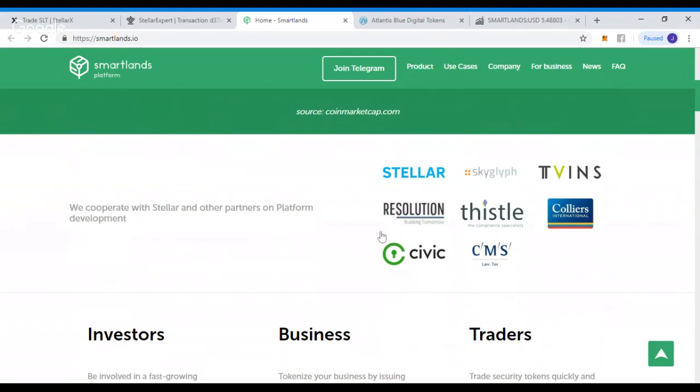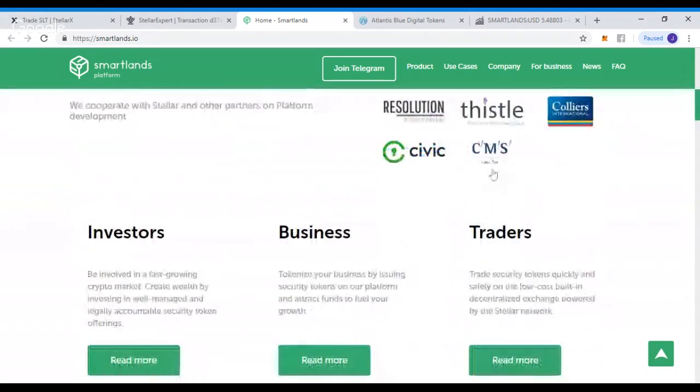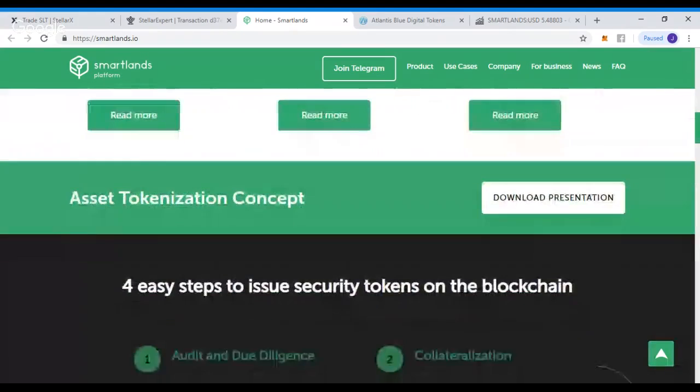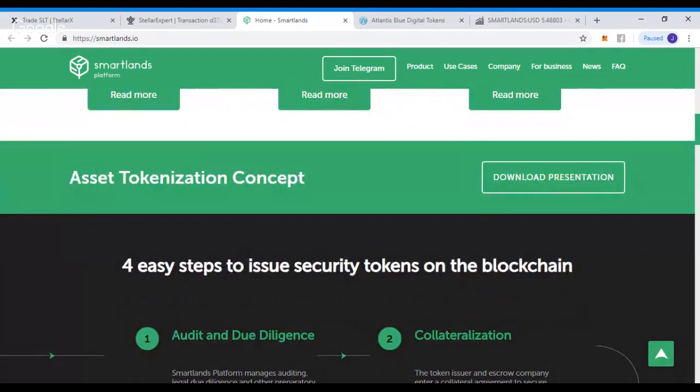Civic, Stellar, of course, EMS, Law Tax. Let me see. Investors. Be involved in a fast-growing crypto market. Create wealth by investing in well-managed and legally accountable security token offerings. Tokenize your business by issuing security tokens on our platform and attract funds to fuel your growth. Trade security tokens quickly and safely on the low-cost, built-in, decentralized exchange powered by the Stellar network, which is what we're utilizing now. You see asset tokenization concept.